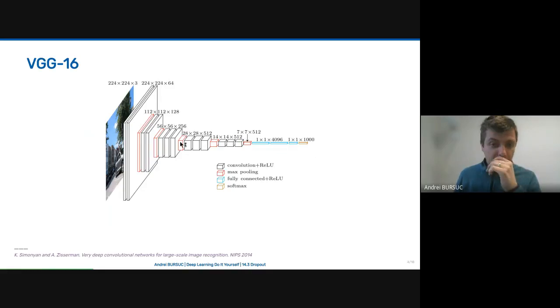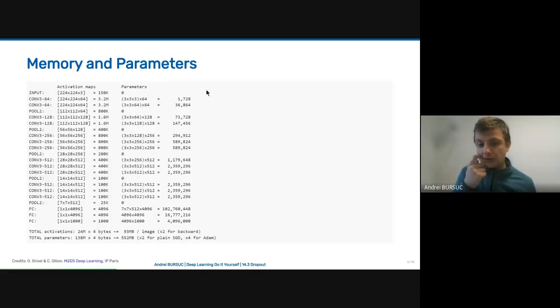I'll take an example of a more recent neural network, VGG16. Again, it has 5 convolutional blocks, 1, 2, 3, 4, 5, and then we have 3 fully connected layers. I'll use another visualization to help you understand a bit better the distribution of the weights. Here we have the input, and I'm displaying for each convolution layer the size of the activation maps and the number of parameters, until we get to the final fully connected layer. Since it's an ImageNet trained model, we have 1,000 output decisions because we have 1,000 classes in ImageNet.